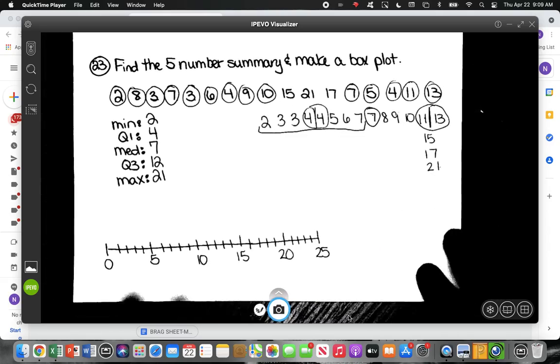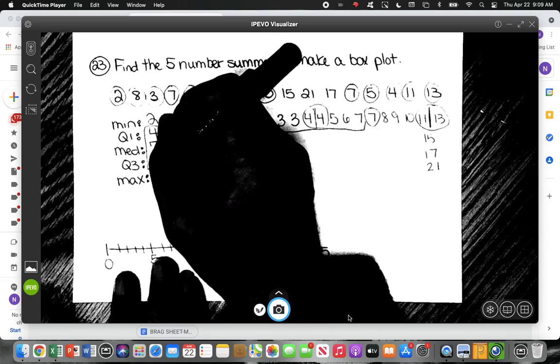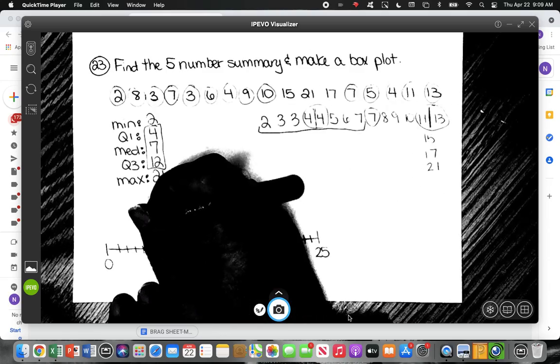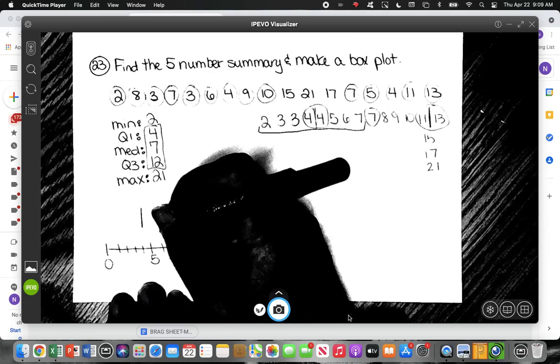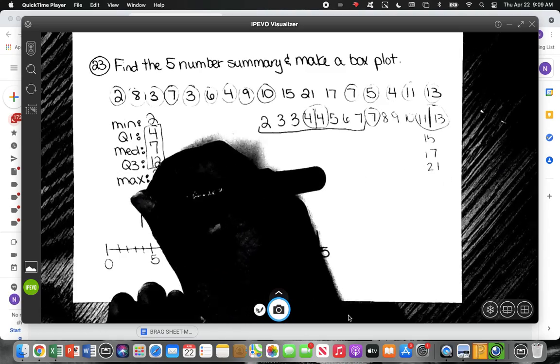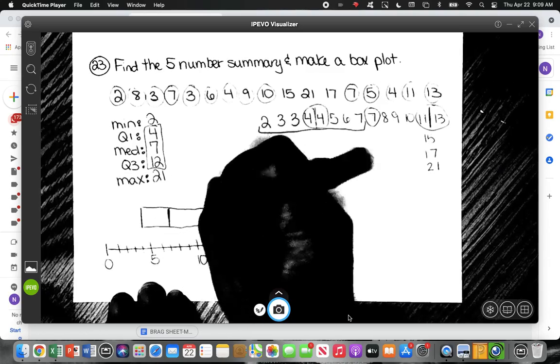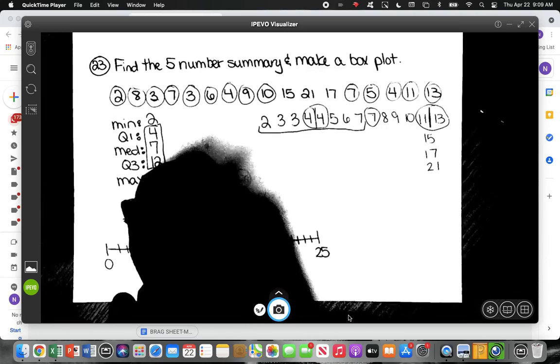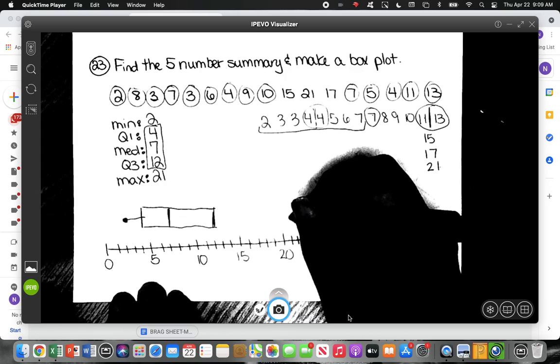So then to make our box plot, the 3 numbers in the middle make the box. So we would go from 4, make another mark at 7, make another mark at 12, and that makes our box. And then our whiskers go to the minimum, which is 2, and the max, which is 21.